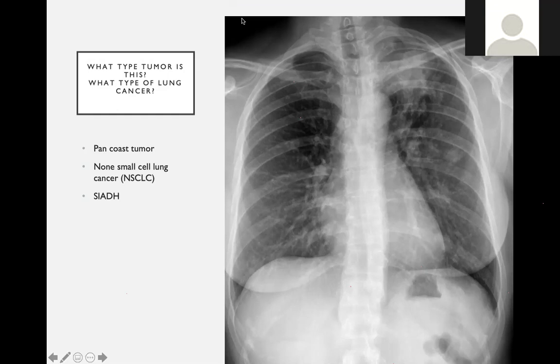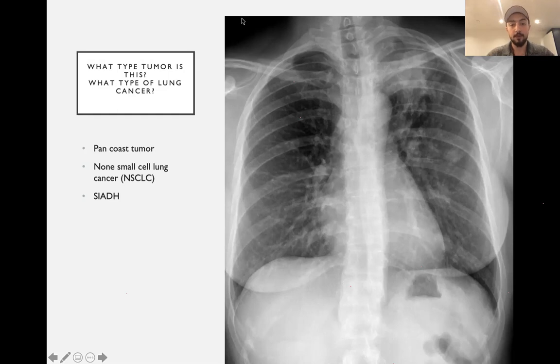This question on the previous slide: are all lung cancers classified as either non-small cell lung cancer or small cell lung cancer? Yes, they are divided into these two main categories. However, that's a good question, by the way, because non-small cell lung cancer can be divided into further divisions.